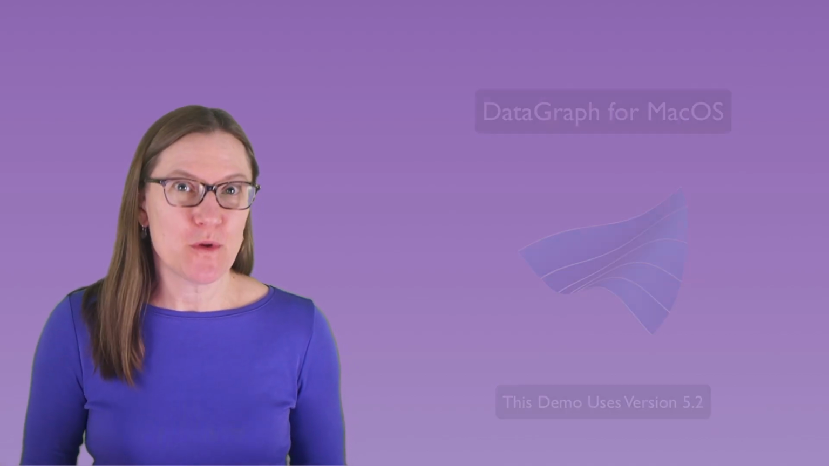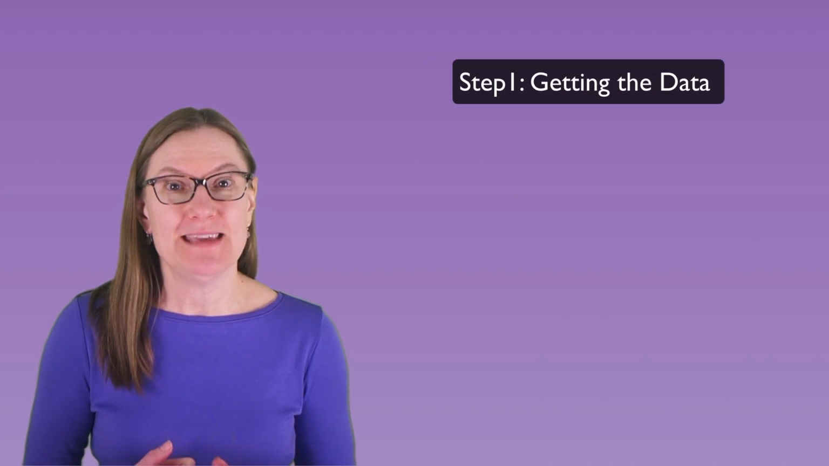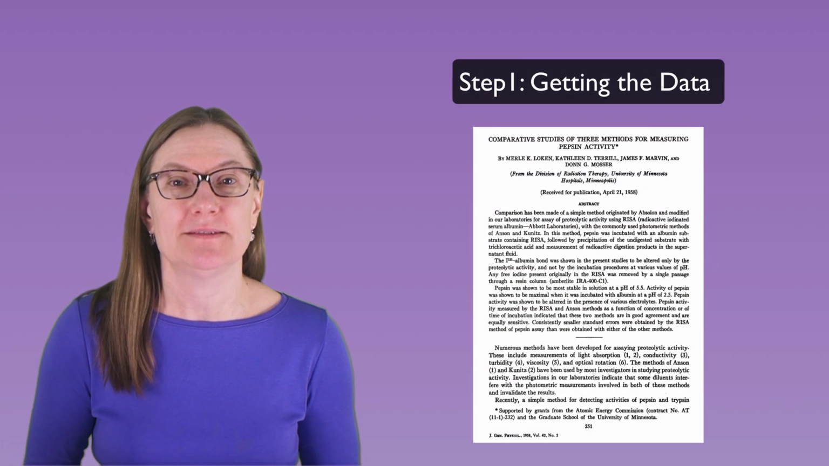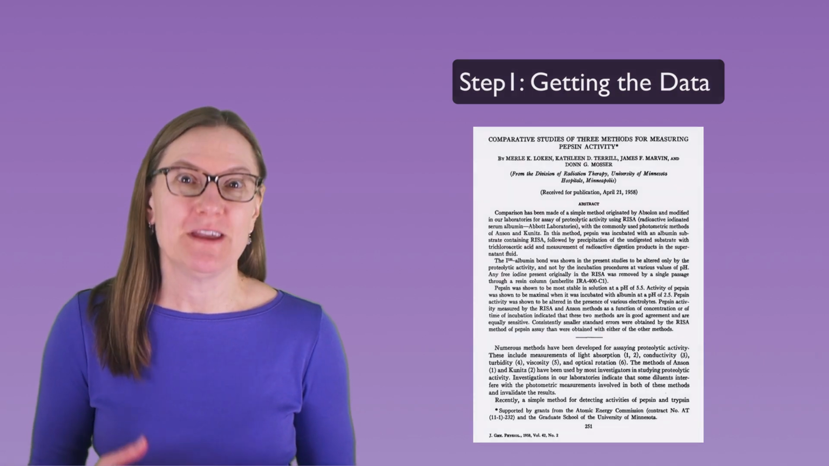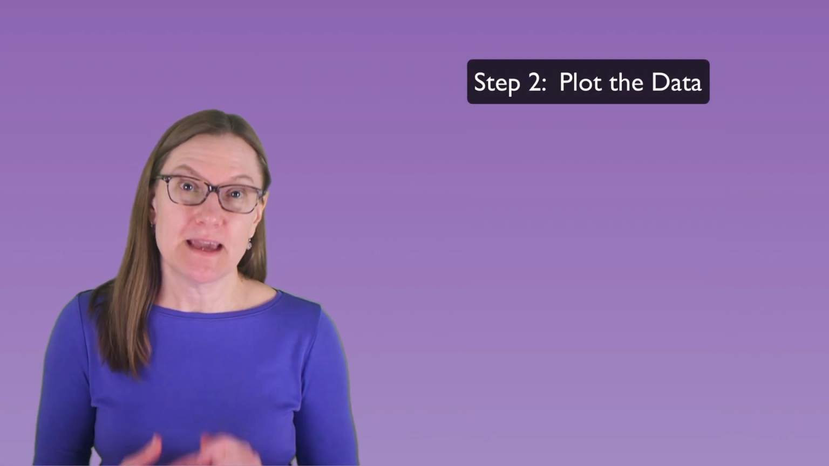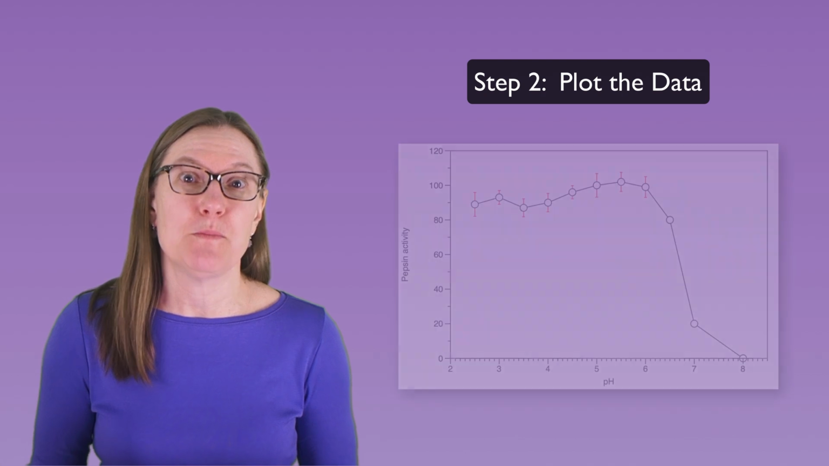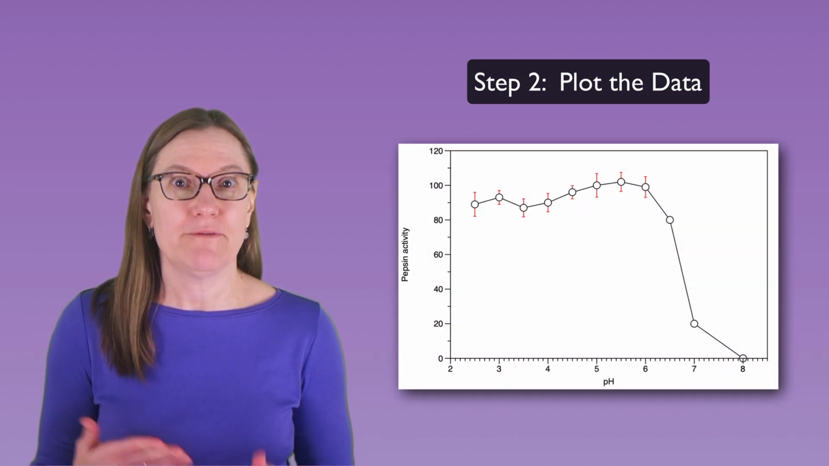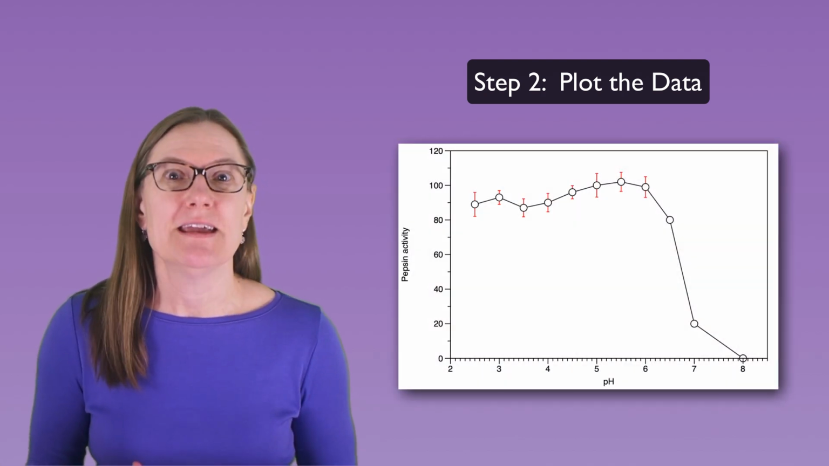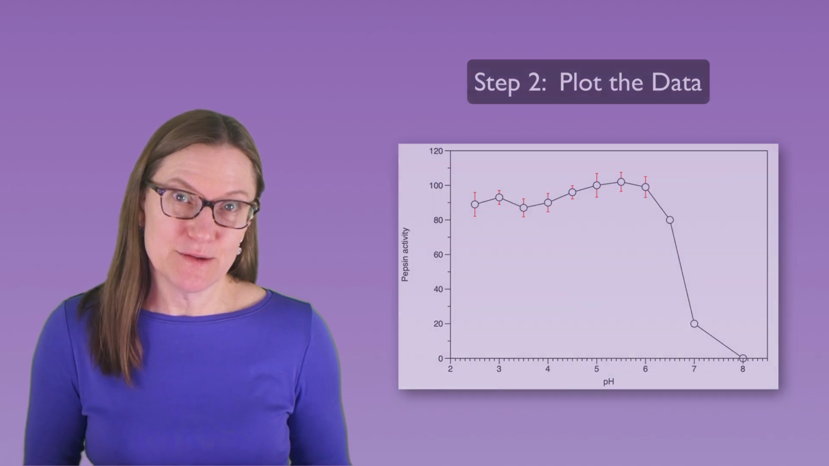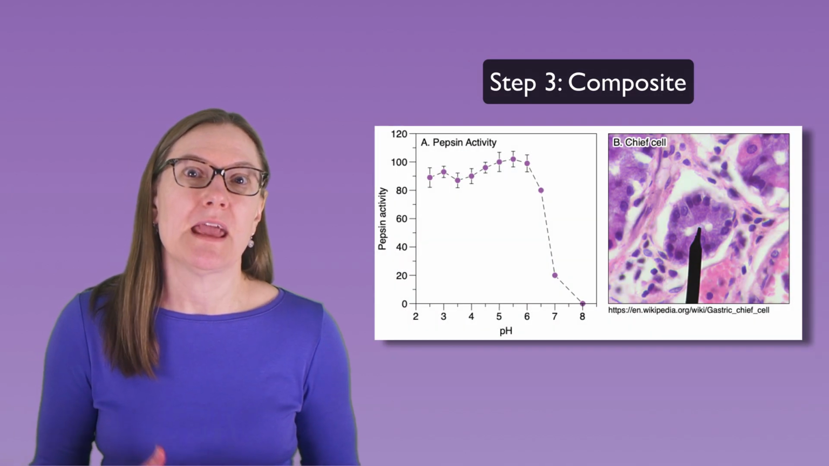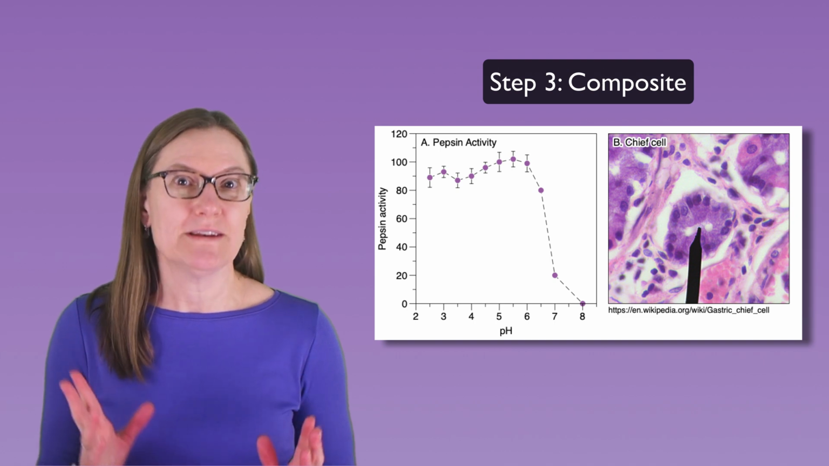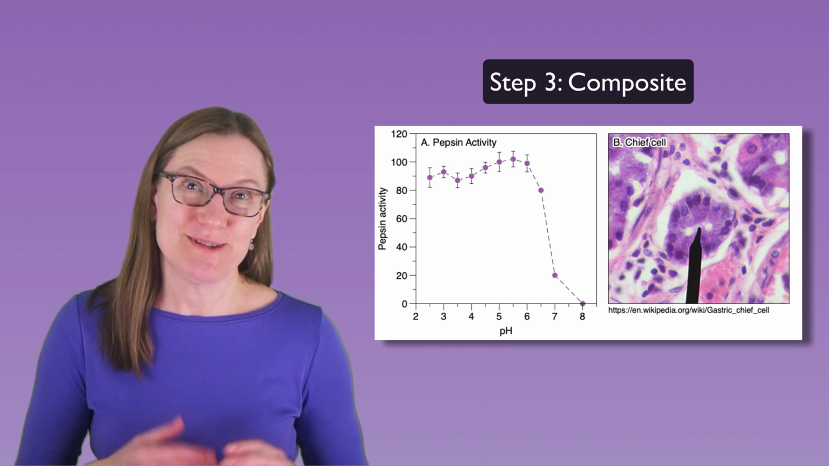For the demo, we're going to have basically three steps that I'll go through. The first step is going to be getting the data from the PDF, and because I hate to type, I'm going to show you a trick that I've found helpful when getting data from PDFs. The second step is going to be doing a basic plot of that data, where we'll have the points with error bars and a line that's connecting those points. And then the last step is going to be bringing the image in and compositing that into one image, like the one that you see here.